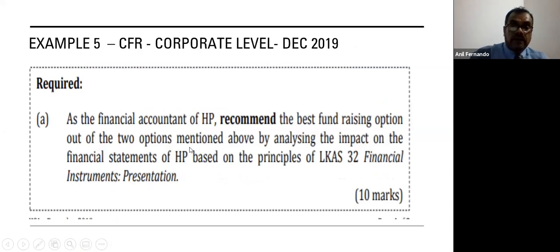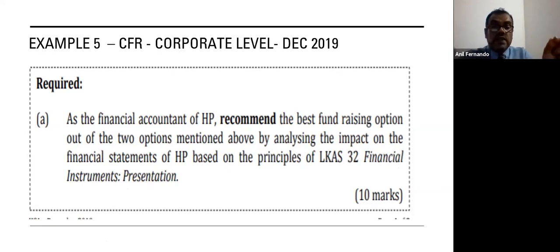So this is also a paper taken from December 2019, Corporate Financial Reporting, corporate level. Required, as the financial accountant. Now you see, it is very clear. Your role is defined. Recommend the best fundraising option out of the 2 options mentioned above by analyzing the impact on the financial statements of HP based on the principles of LKS 32 Financial Instruments. So actually this question is very clear. You have to give the recommendation. That means your conclusion, your judgment, your opinion should be given. But the opinion should be given simply by comparing two options.